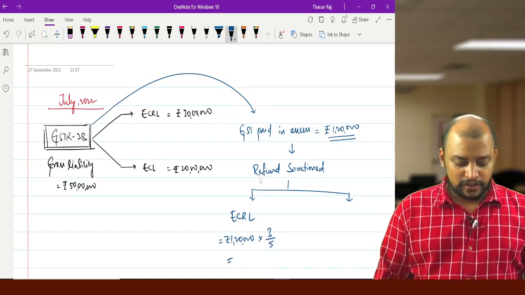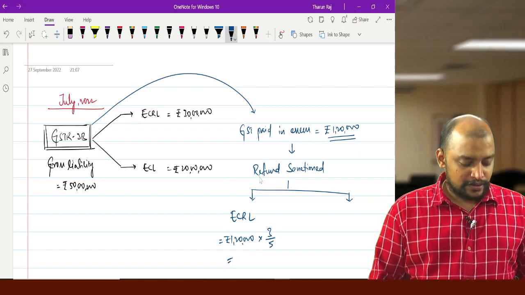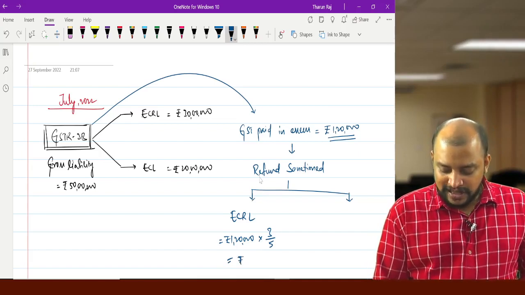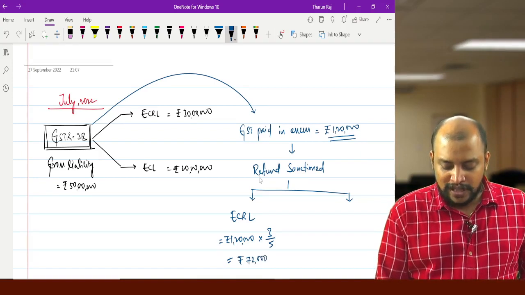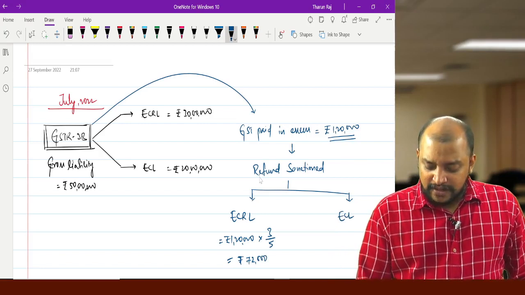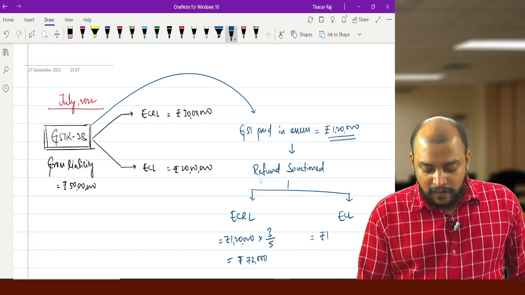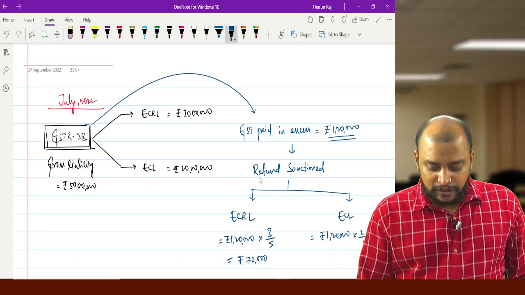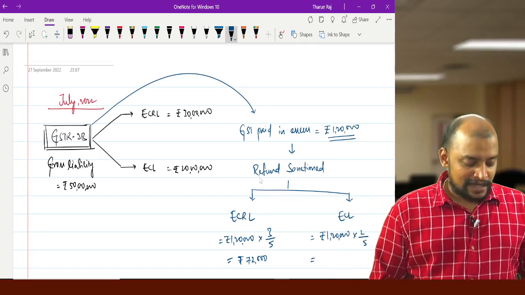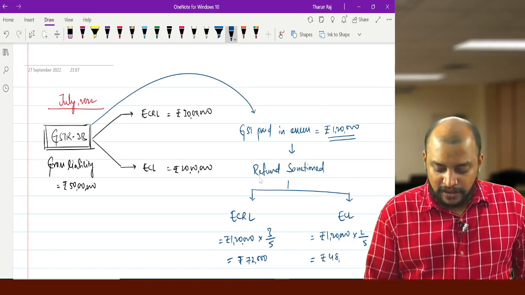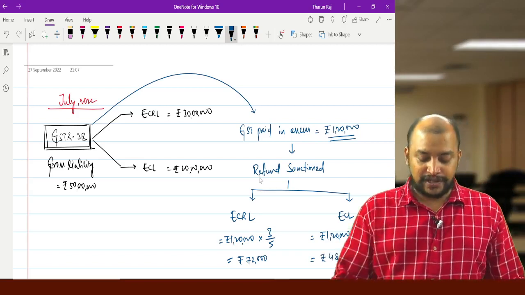1,20,000 into 3 by 5. So that comes to 72,000. So that 72,000 will go into the electronic credit ledger. Whereas whatever will go to the cash ledger, 1,20,000 into 2 by 5. So the balance, 48,000, will go to the electronic cash ledger.